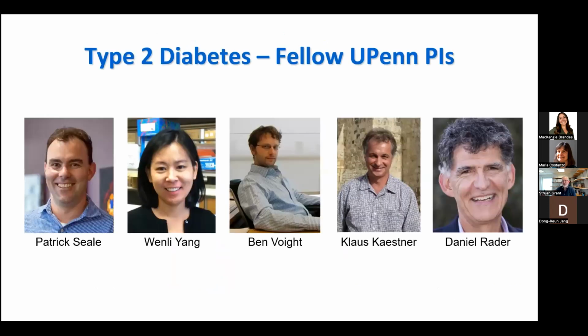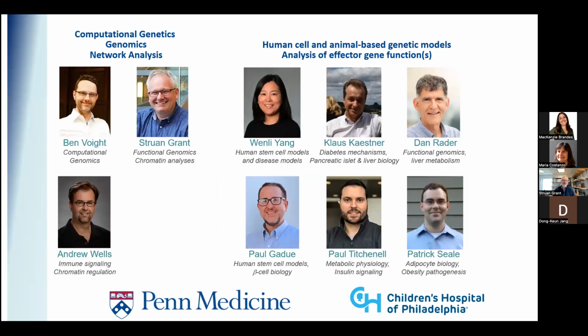Type 2 diabetes is another one we have funding for, and there's 6 PIs in this effort. There's myself, Patrick Seal, Wenli Yang, Ben Voigt, Klaus Kestner, and Dan Rader, and we're all doing various different approaches here. Ben, myself, and Andrew Wells are doing the computational part, making those calls with respect to EQTLs and chromatin capture. And then we're passing them over to these highly talented functional biologists who are working in different systems like liver, adipose, pancreas, and then seeing what happens when you do a functional readout on those loci.